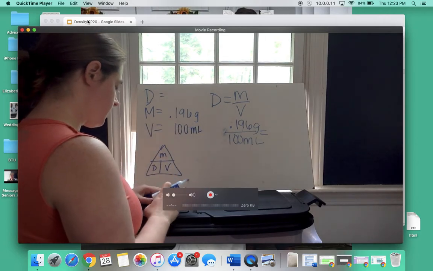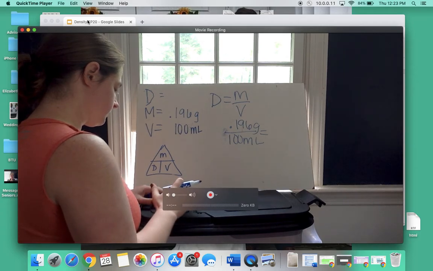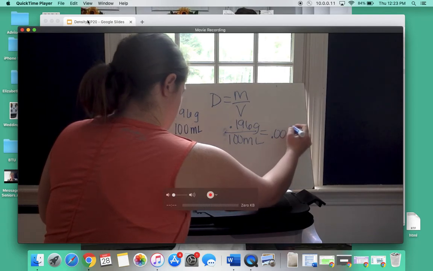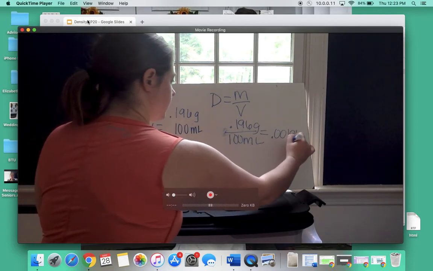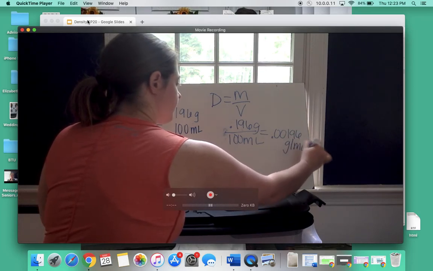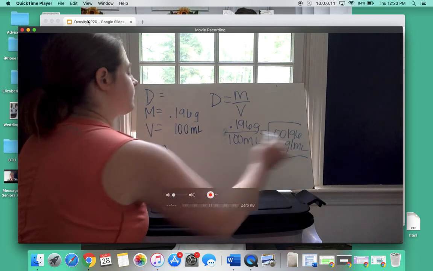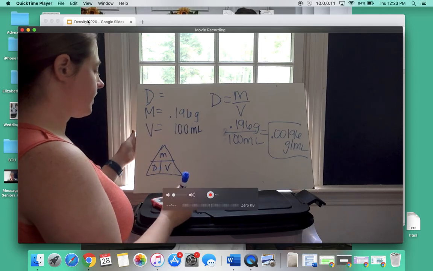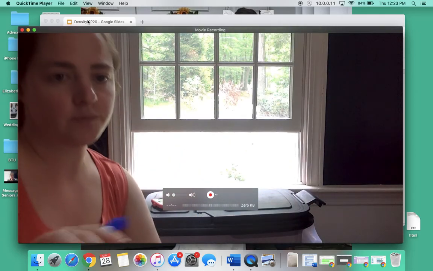0.196 divided by 100 is 0.00196, and since it's density, we're going to do grams per milliliter. Remember, you must always have a unit, and then you can circle or put a box around your final answer. I always write my variables, and I always like to write the formula so I can easily solve the problem. Great. Let's move on to number 2.